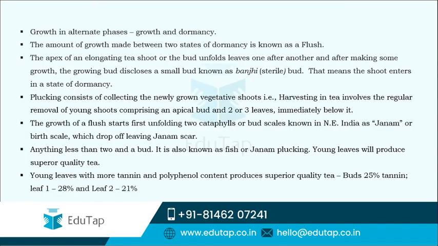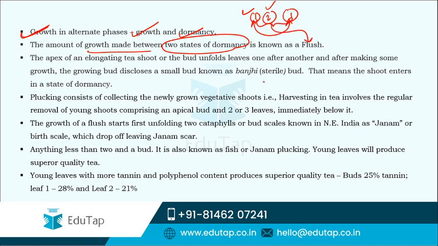Next, these points I have taken from tea cropping, plucking, harvesting, so that you will have some idea or some questions might come. The growth in tea is always in alternate phases. One is the growth phase and another is the dormant phase. This is dormant phase 1, second would be the growth phase, third would be dormant phase again. So in between these two dormant states, whatever growth is happening is called a flush.